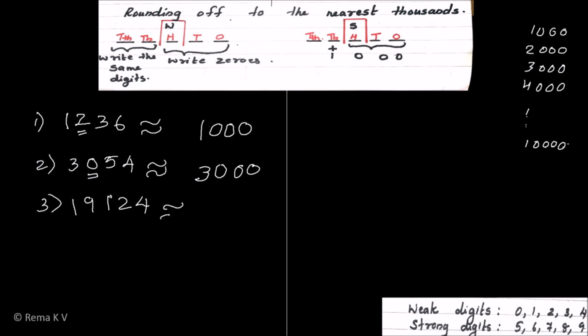19,124. This is rounded off to 0 in ones place, 0 in tens place and 0 in hundreds place. Now check the digit in the hundreds place. 1 is a weak digit. So write the remaining digits as in the question itself. 9 is written right here. You write 1 in the 10,000s place. Okay. Now another example.